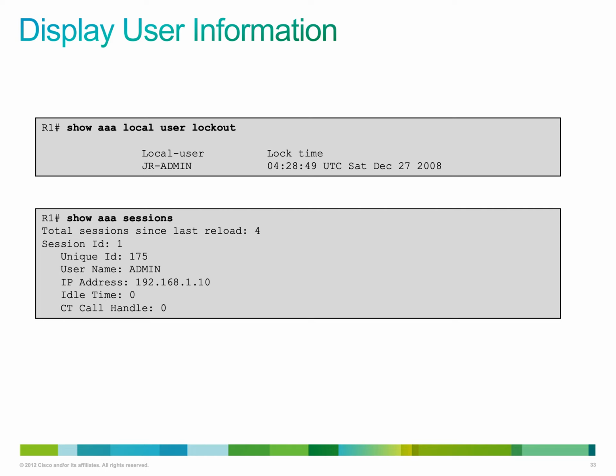Okay, so the local user JR admin login time has been given, and then after that you are logged out. Then for the show section, you type this command on the command line interface: router 1 hashtag show AAA section. Then to display everything in your AAA: your IP address, your idle time, your call handle, your username, your unique ID, and your session ID and everything.